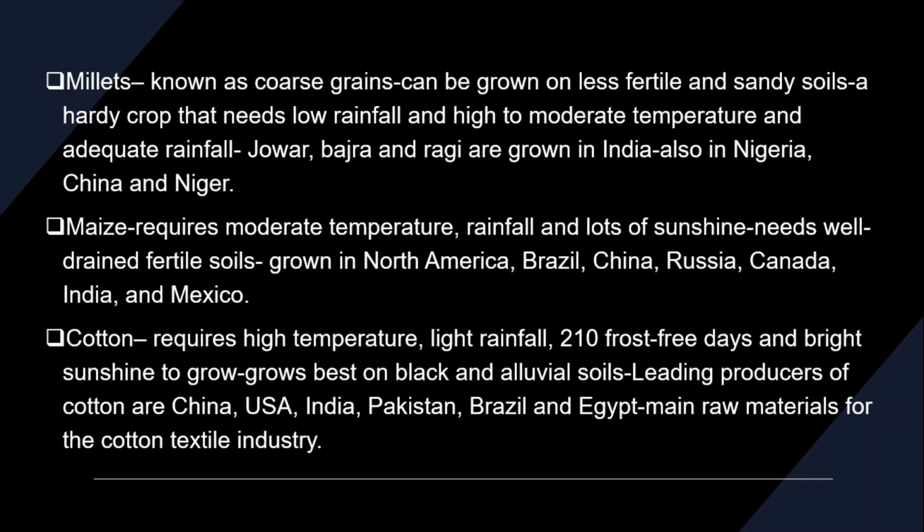Cotton requires high temperature, light rainfall, 210 frost-free days and bright sunshine to grow. Grows best on black and alluvial soil. Leading producers of cotton are China, USA, India, Pakistan, Brazil and Egypt. Main raw material for the cotton textile industry.